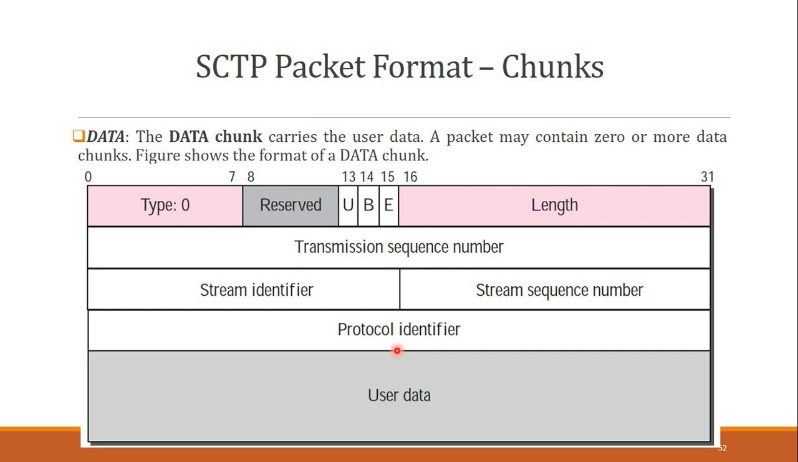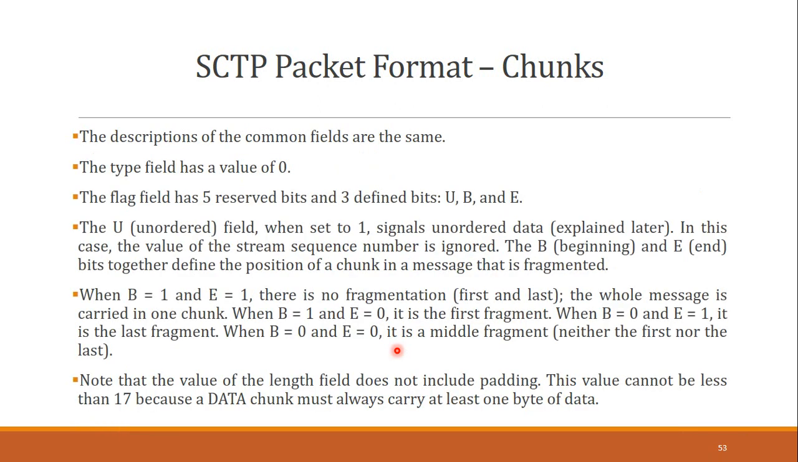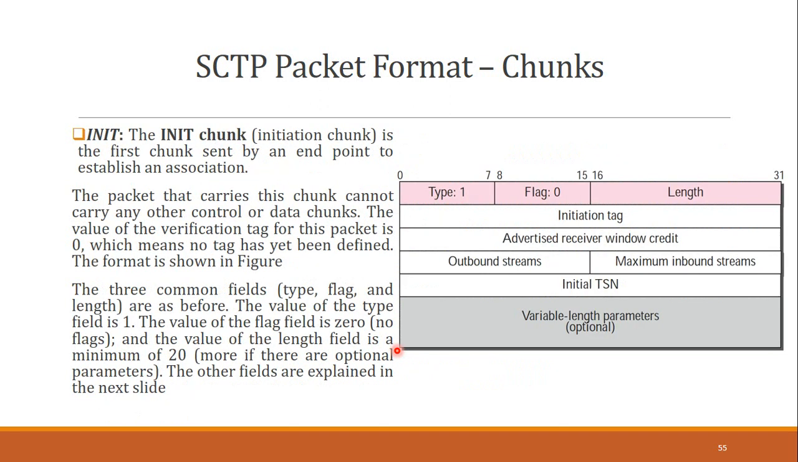Now, next we have the init chunk. The init chunk, or the initiation chunk, is the first chunk sent by an endpoint to establish an association. The packet that carries this chunk cannot carry any other control or data chunks. The value of the verification tag for this packet is 0, which means no tag has yet been defined. The format is as shown here.